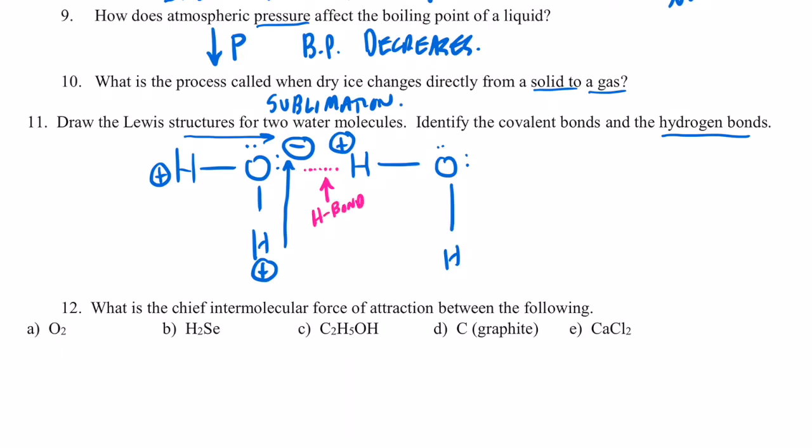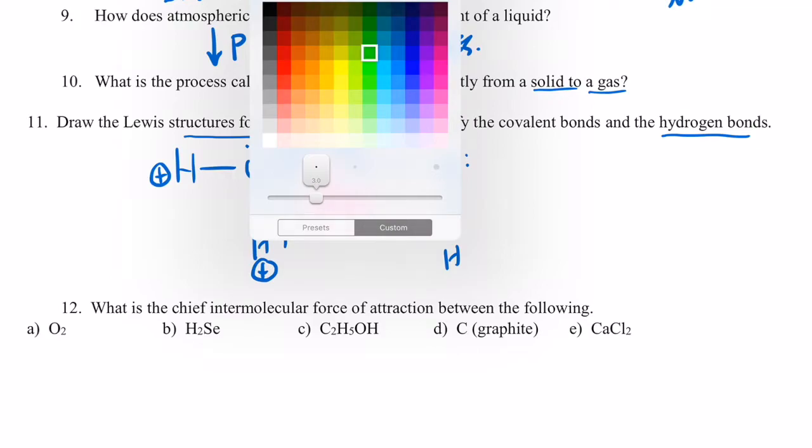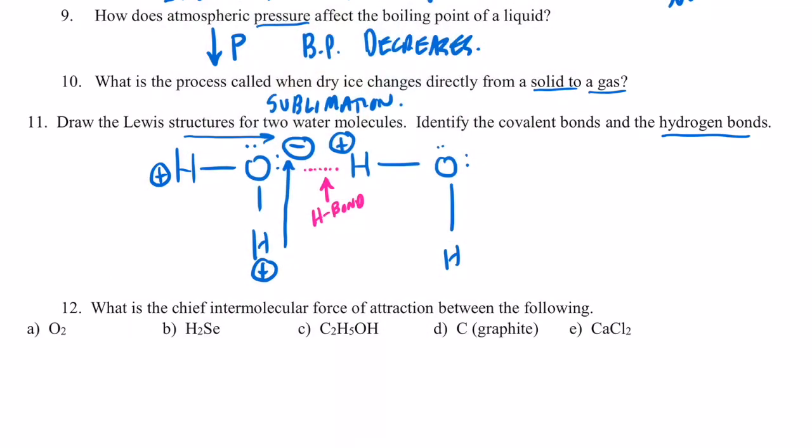And then those blue lines, that's where electrons are being shared. These would be covalent bonds. So this and this, those would be covalent bonds. And here, we would also have covalent bonds. So remember the difference between intermolecular forces, that's between the water molecules, and intramolecular forces, which is within a molecule.